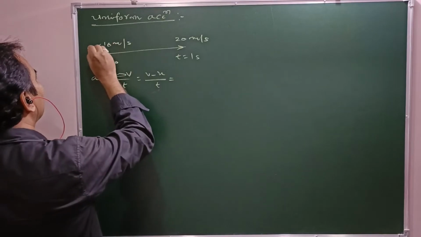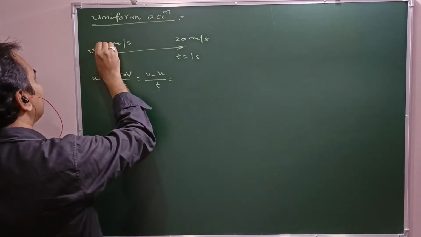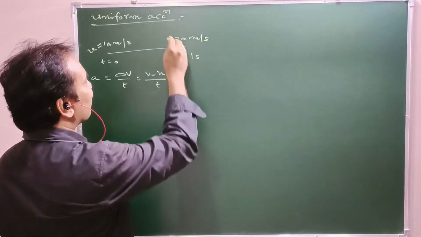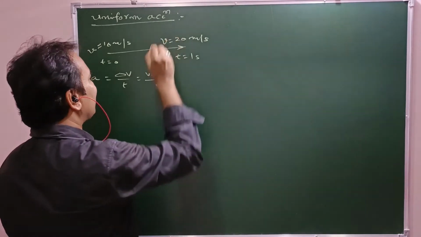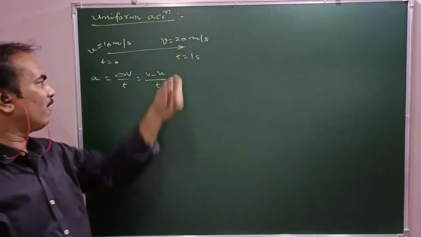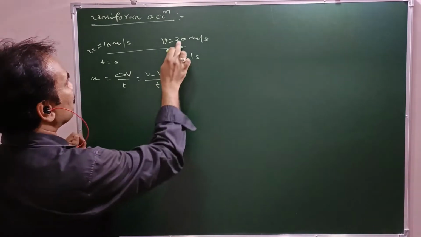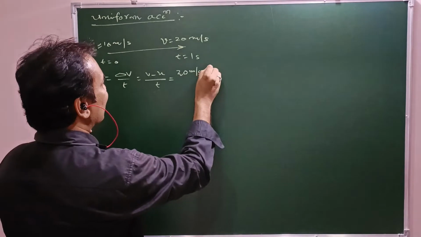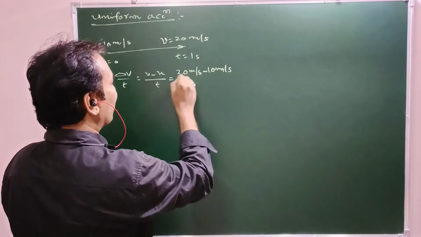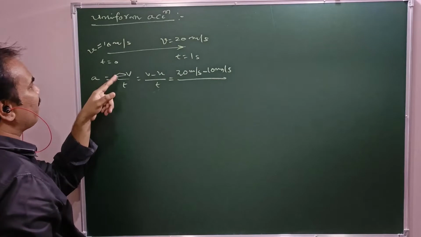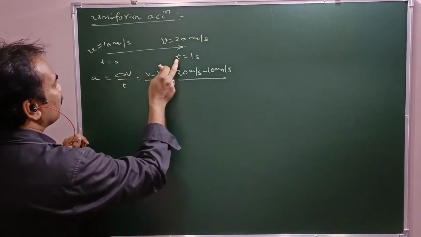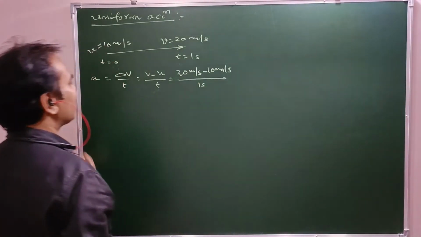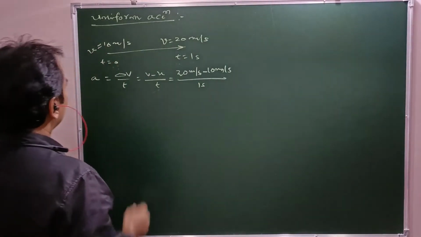Now, say this is u, the initial velocity. When our observation starts, what is the initial velocity? u. When our observation ends, what is the final velocity? Let it be v. Am I right? So u is the initial velocity, v is the final velocity. So v minus u, 20 meters per second minus 10 meters per second, by time. Time is here, in fact, t minus 0, that is 1 minus 0, that is 1 second. Am I right? 1 second.